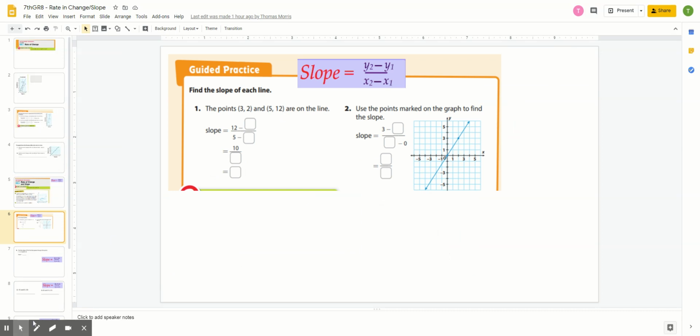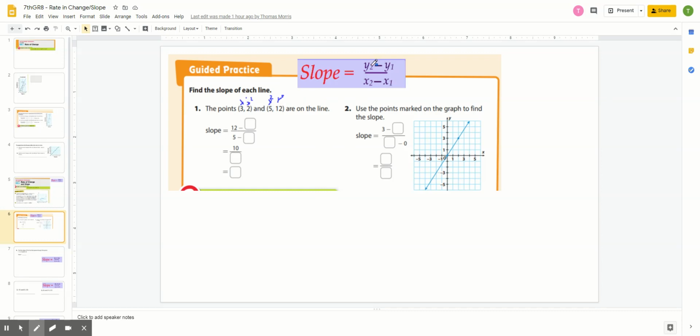All right, so let's imagine we have the points (3, 2) and (5, 12) on a line. What is the slope of the line? Let's take a look at our points. This is going to be our second point, x2 and y2, and this is going to be x1 and y1. The easiest way to remember it is, if you're going up, the higher number is going to be the second one because you're going to start with it. So let's plug in our numbers now.